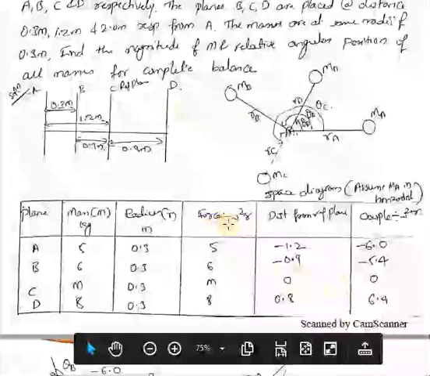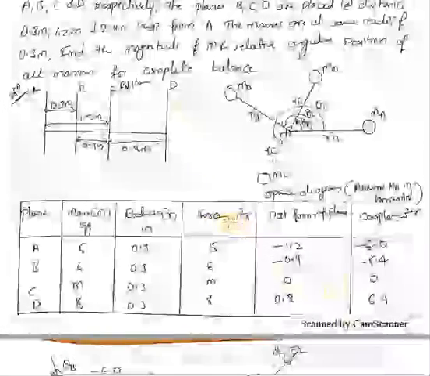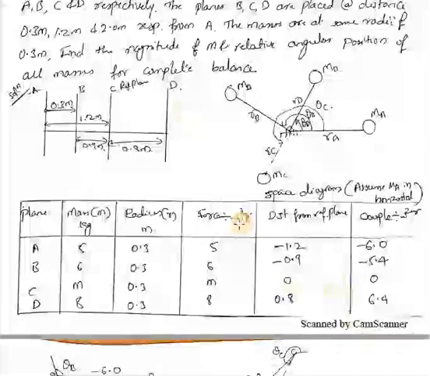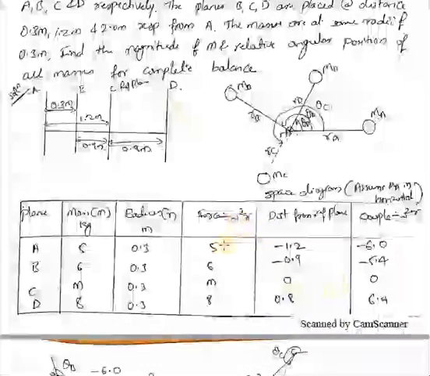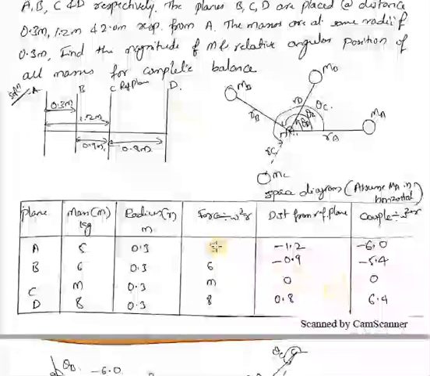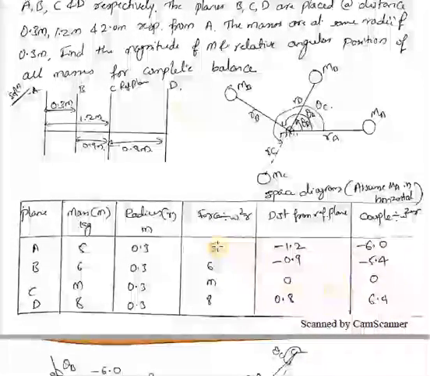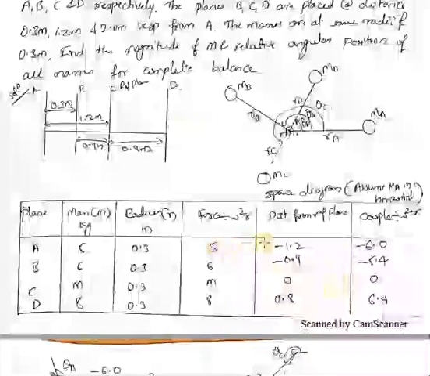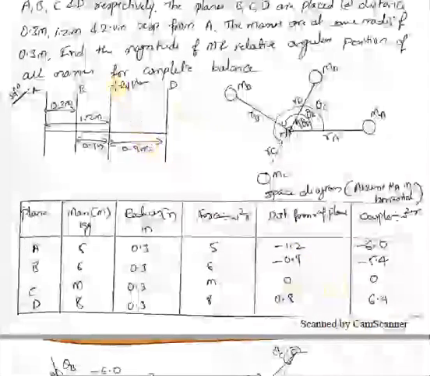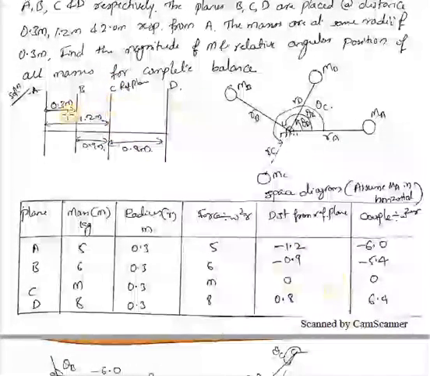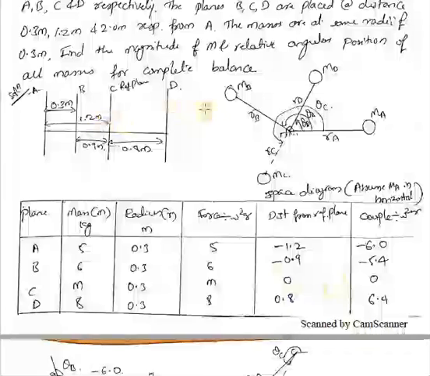For simplification purpose, I have taken force divided by omega square by r. Otherwise, you can keep it as force by omega square. That time this is going to change, but in the final answer you are going to get the correct answer. Then distance from reference plane. So here I have taken C as the reference plane, so these two distances I have to take with negative sign.